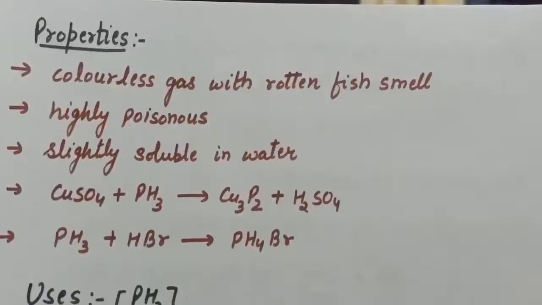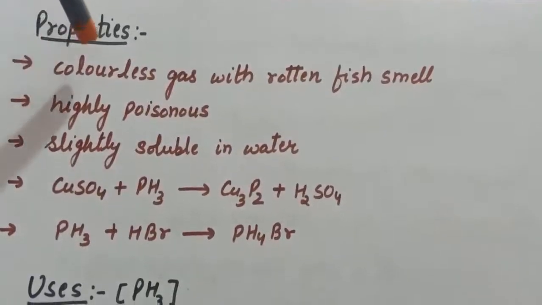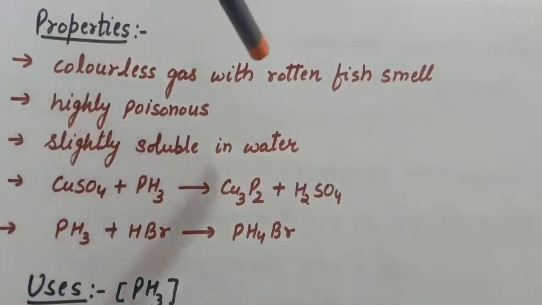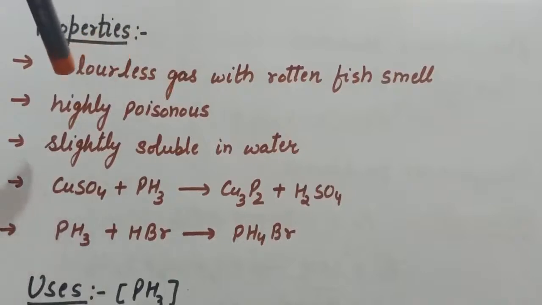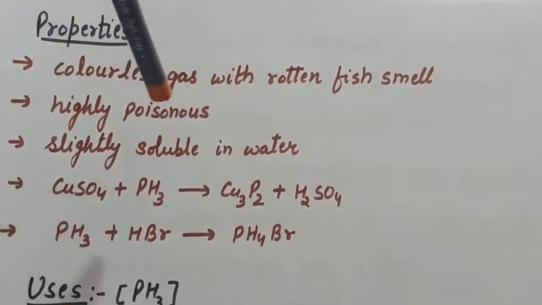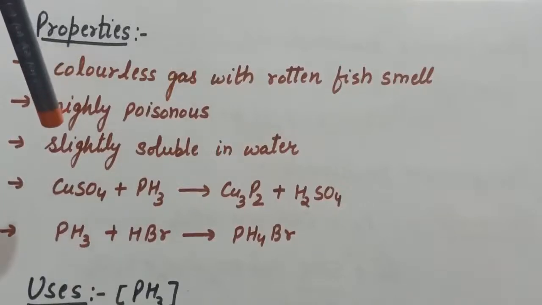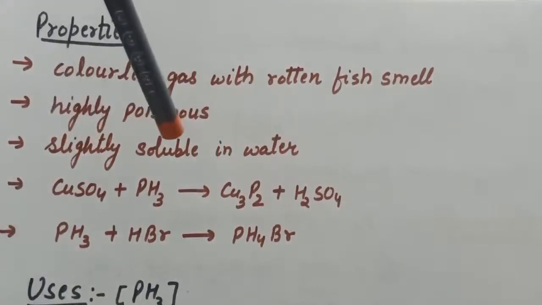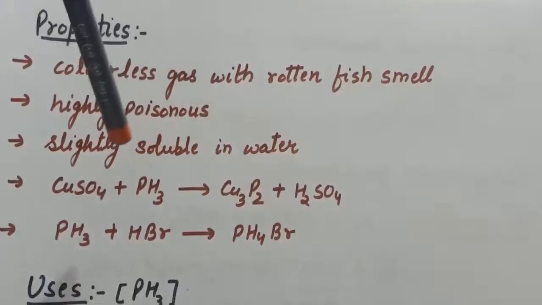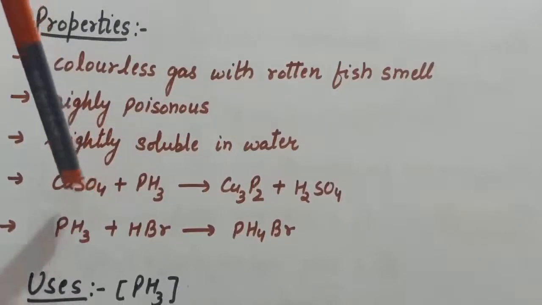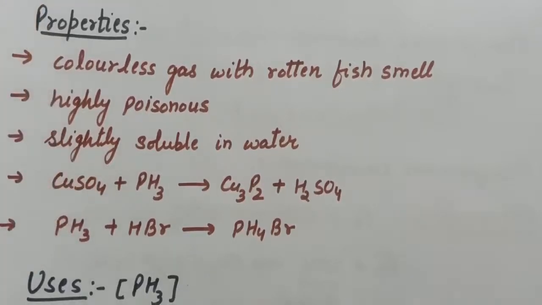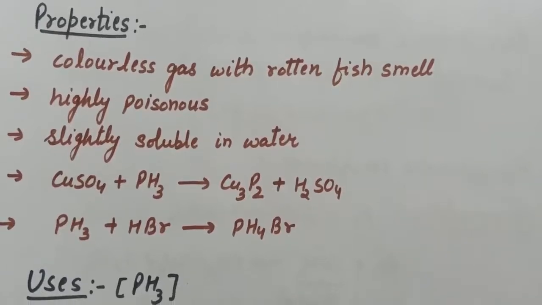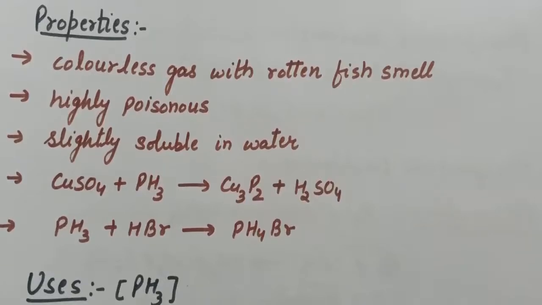Now next is the properties of phosphine. The first property is that it is a colorless gas with a rotten fish-like smell and it is highly poisonous. The solubility of this gas in water is very low, that is, it is slightly soluble in water. Now the solution of PH3 decomposes in the presence of light, giving red phosphorus and hydrogen. Also, when absorbed in copper sulfate or mercuric chloride solution, the corresponding phosphides are obtained.